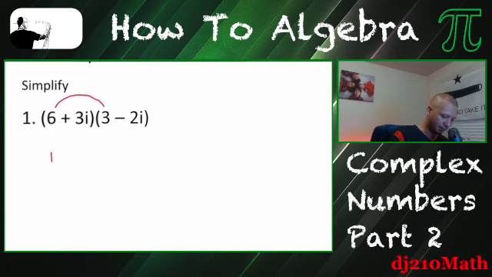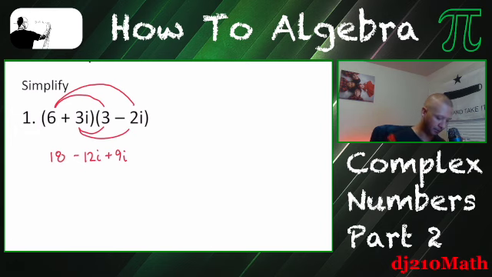6 times 3 is 18. 6 times -2i is -12i. 3i times 3 is plus 9i. And then 3i times -2i, so this is going to be a negative. Then 3 times 2 is 6. i times i is i squared.